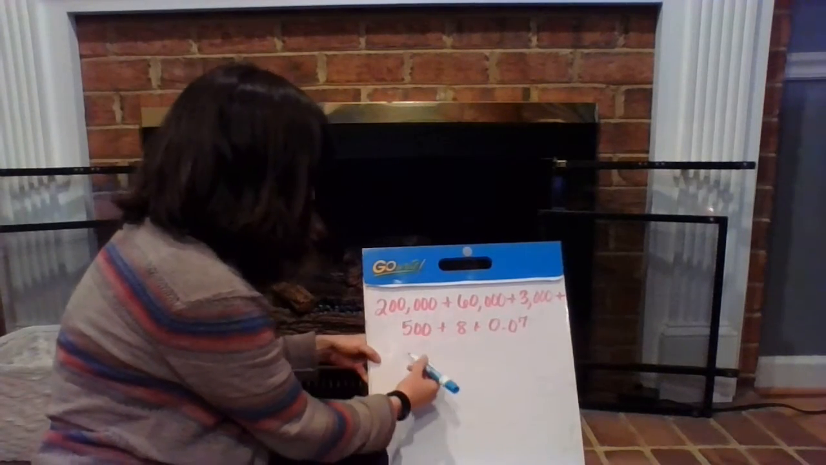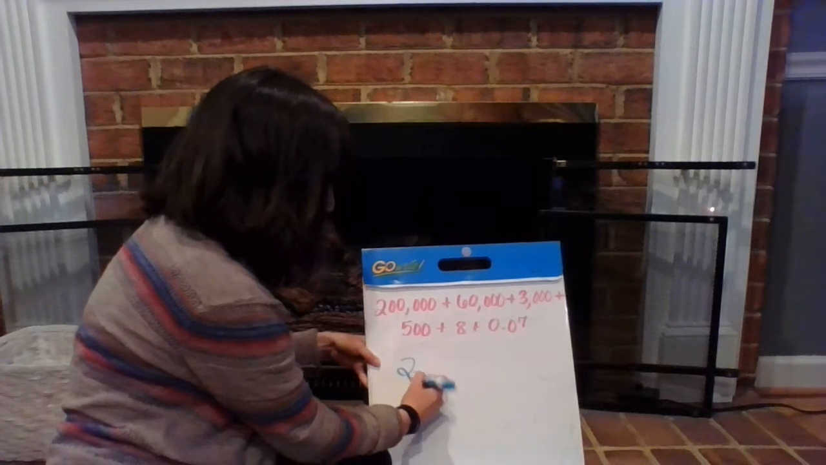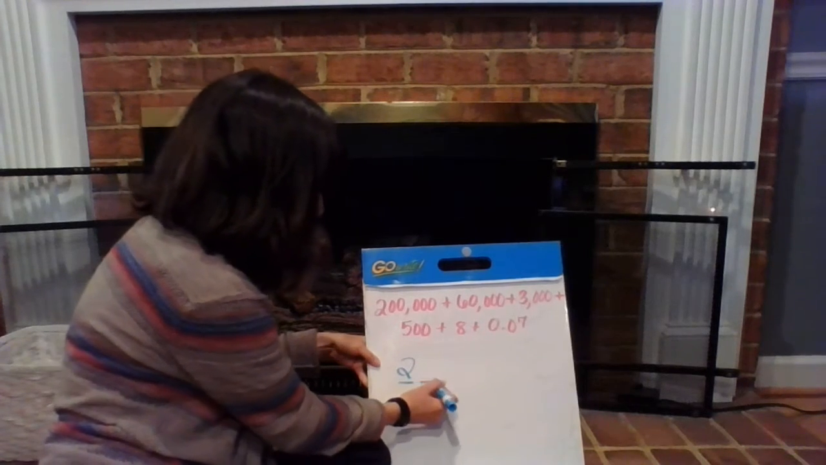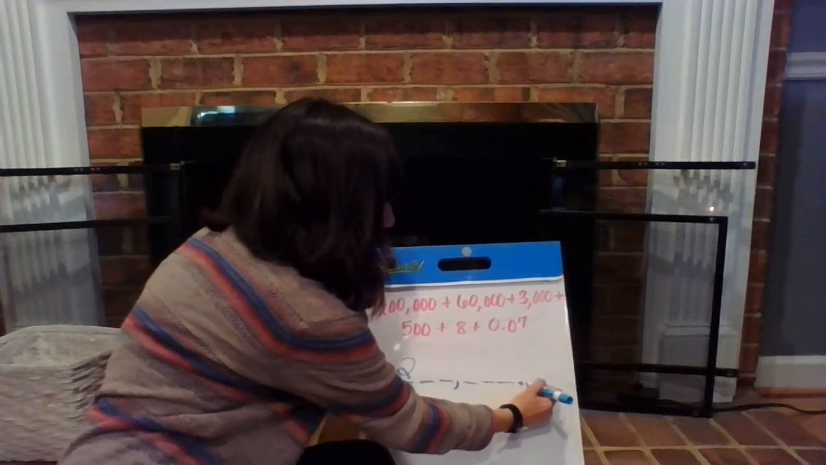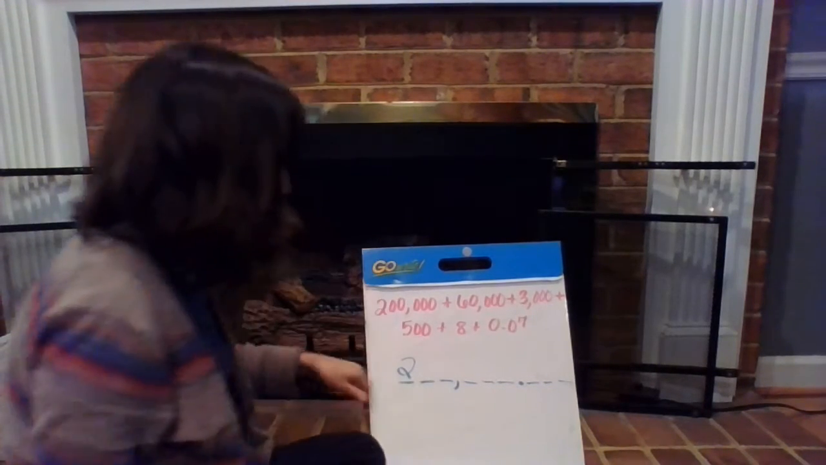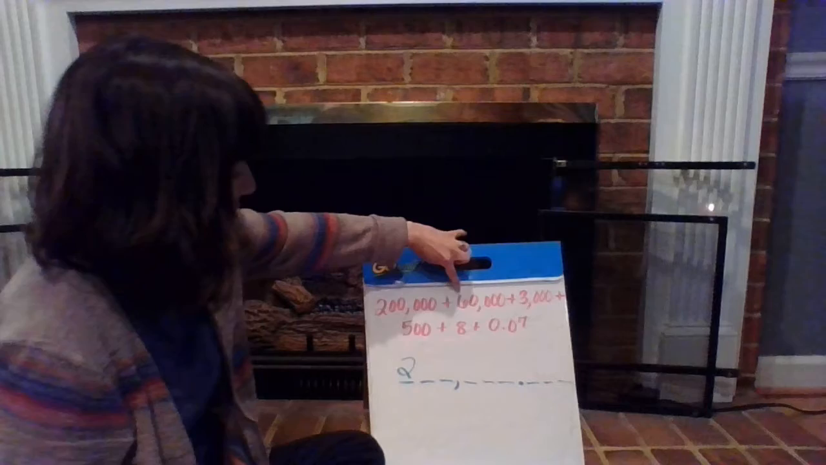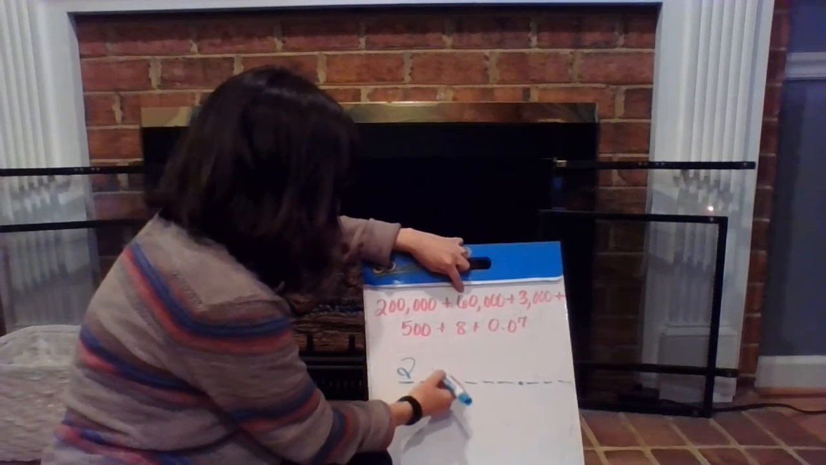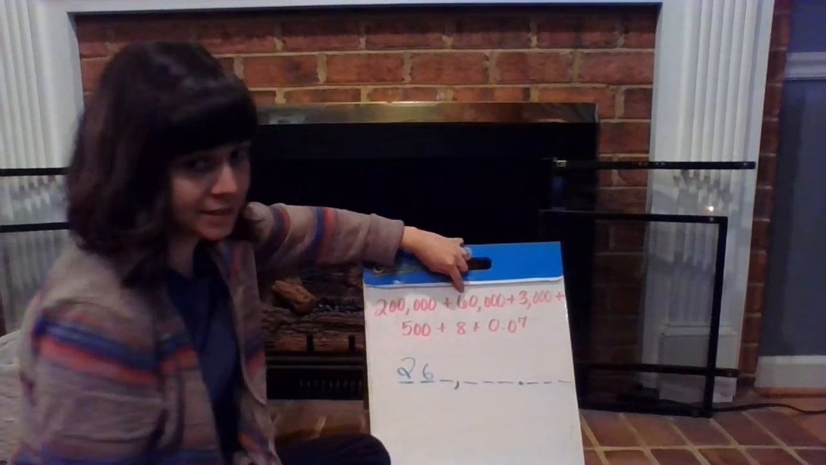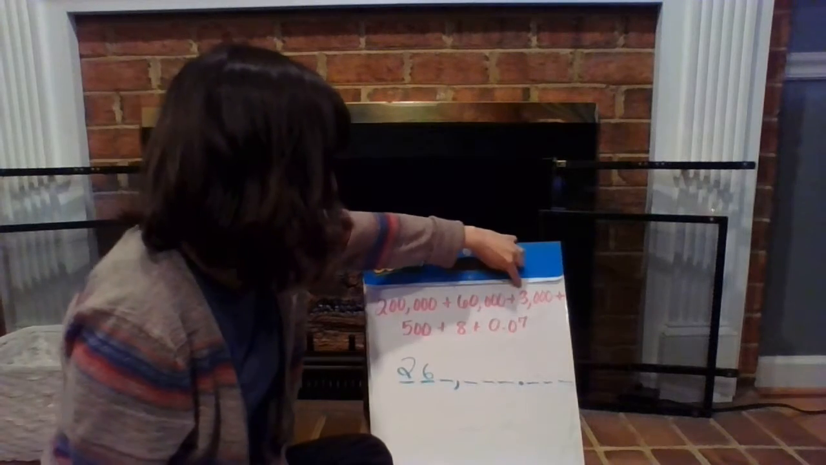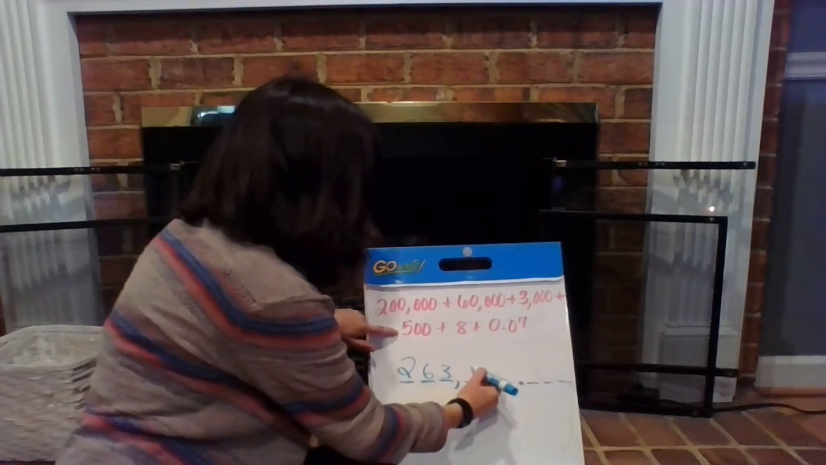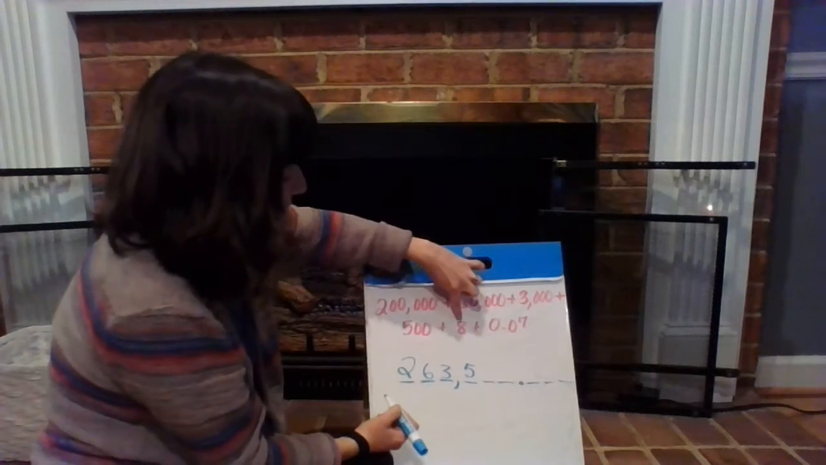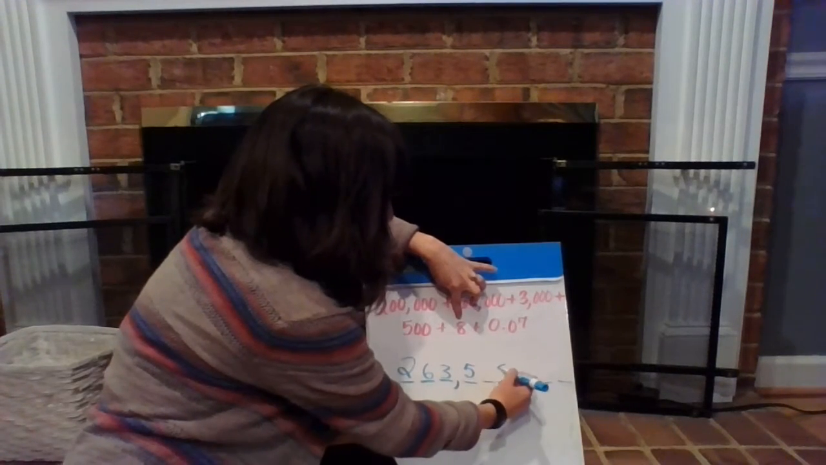So I have a 2 in my 100,000s place. You could think of it as each place. Sometimes I do it that way. Okay, so I have a 2 in the 100,000s place. 60,000, that means the digit 6 is in the 10,000s place. I have a 3 in the thousands place. I have a 5 in the hundreds place. I have an 8 in the ones place.